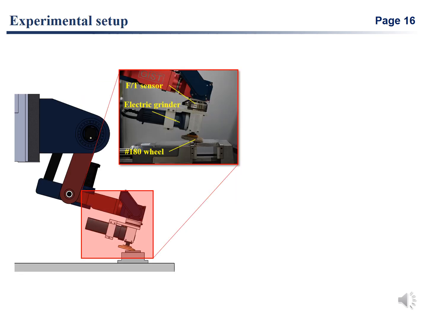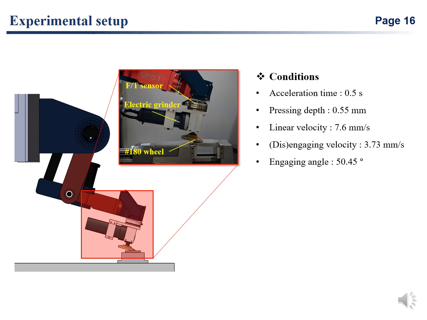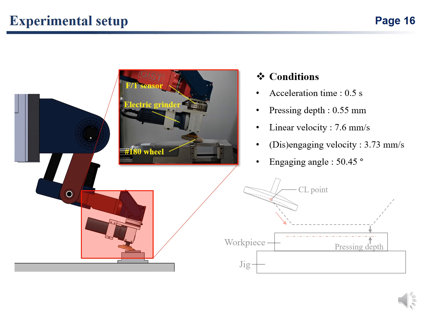To confirm the optimum condition, I set the experimental setup like this figure with these conditions, which are the same as the optimum condition except for an acceleration time of 0.5 second. And then I conducted the experiment like this figure. First, the wheel comes close to the surface with an engaging angle of 50.45 degrees and an engaging velocity of 3.73 mm per sec.